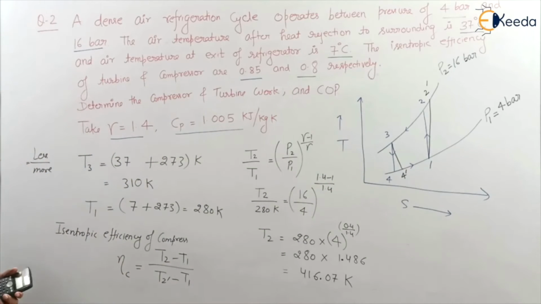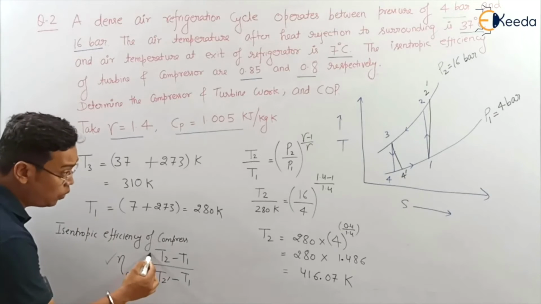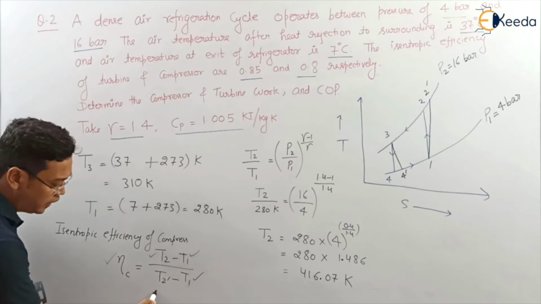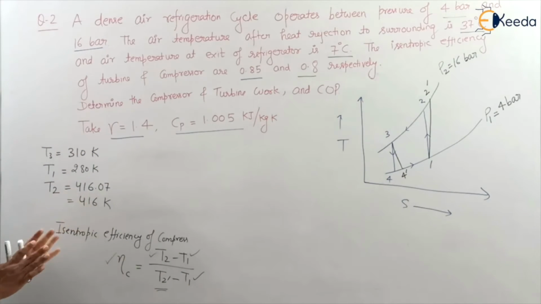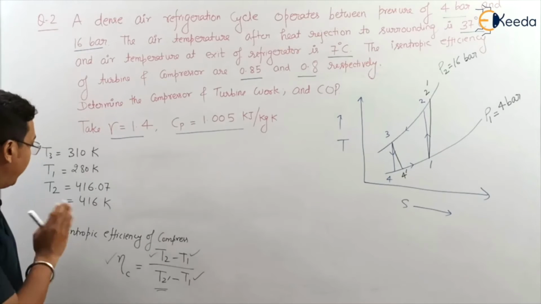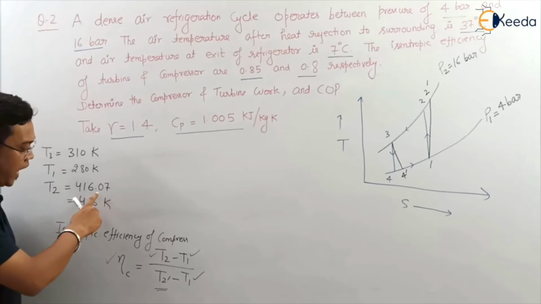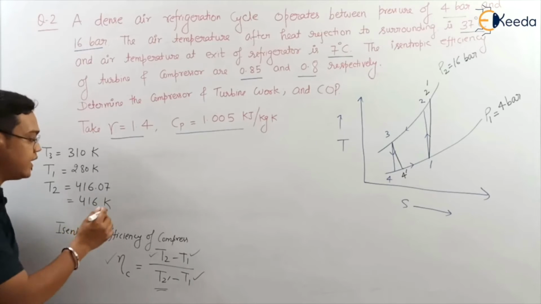How you will calculate? You know efficiency of compressor. T2 you have calculated. T1 we know, and T2 dash we can calculate from here. Now whatever the values I have calculated, I have written here. T3 is equal to 310 Kelvin, T1 280 Kelvin, and T2 416 Kelvin. I have rounded off this one, so it will be 416 Kelvin.